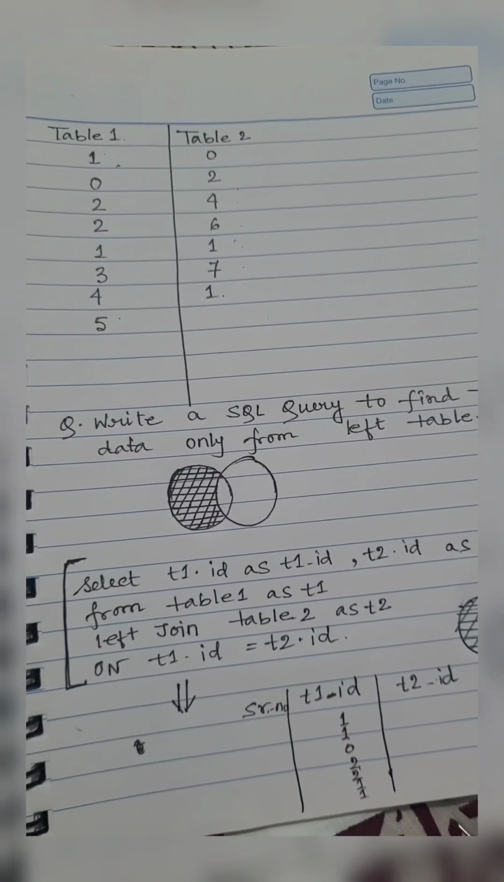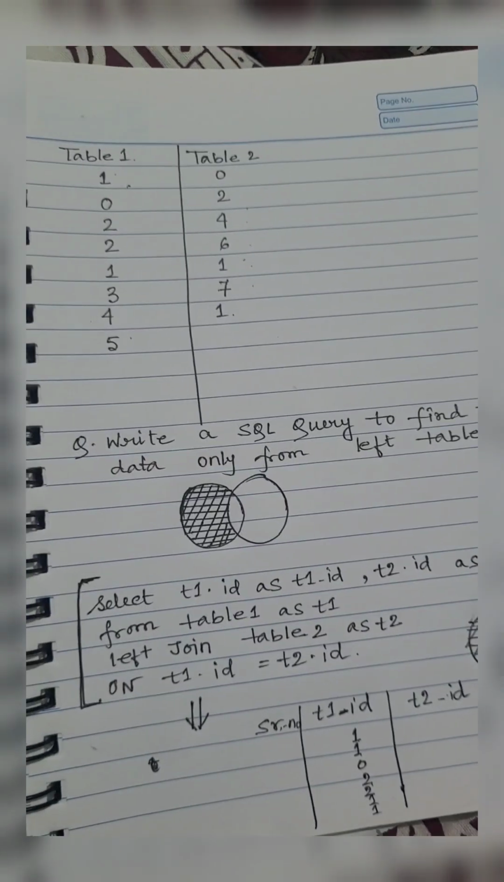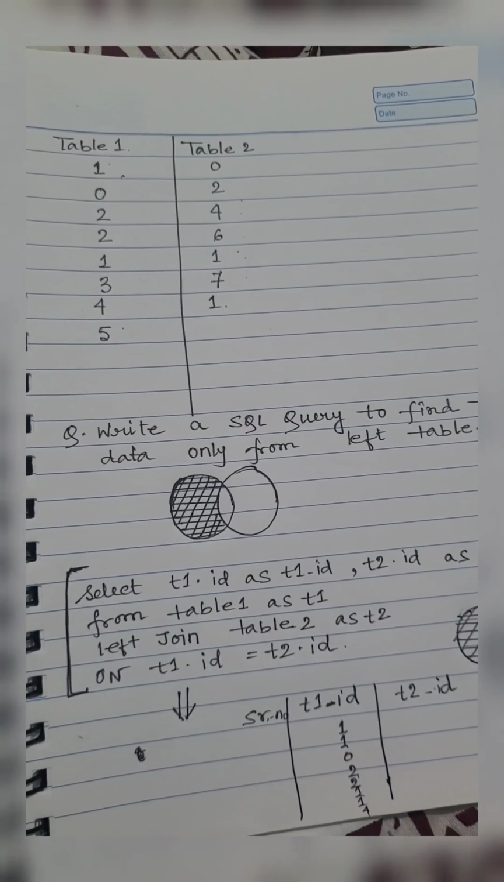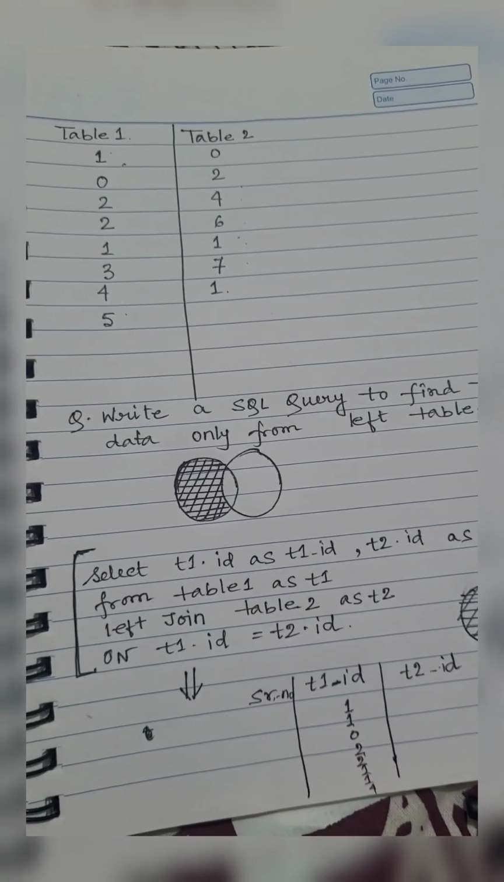Okay, so 3 will not come. Then it will come 4, 4 will come once, and then it will come 5. Okay, so I think there is no space, so let's move on to the next.